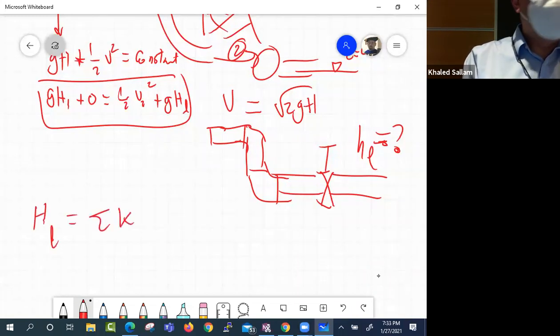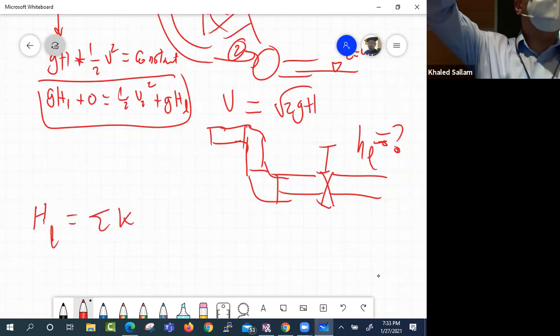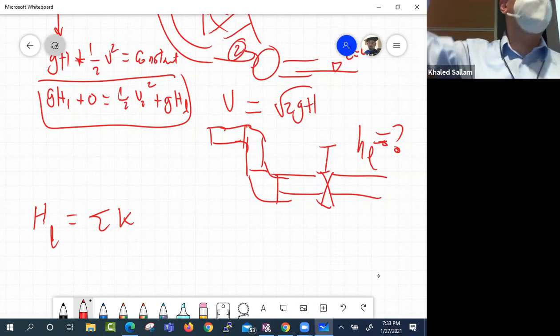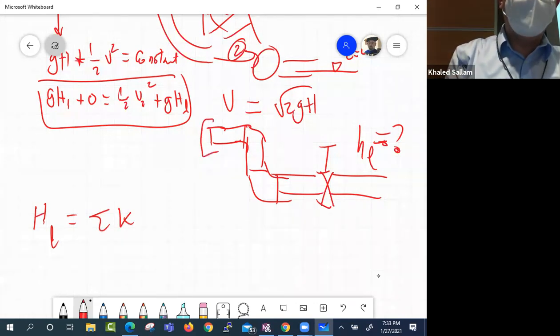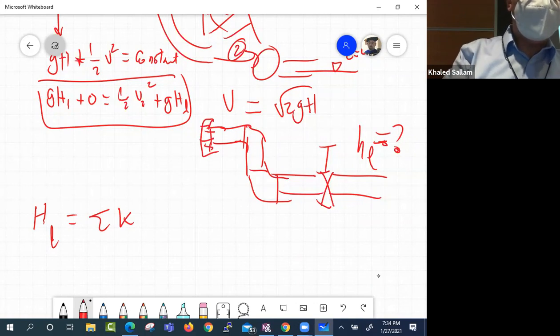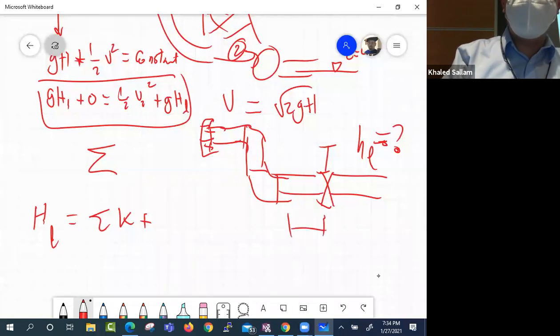Sigma K elbows, and that's the other elbow, and that valve, and what kind of valve, and is it open or not, and maybe you have a screen here to prevent the fish from being shredded and becoming tuna salad by the time they go in. So all those K's are added. This is my sigma. Sigma is like you add all the losses. Sigma K plus what about the straight section of the pipe?